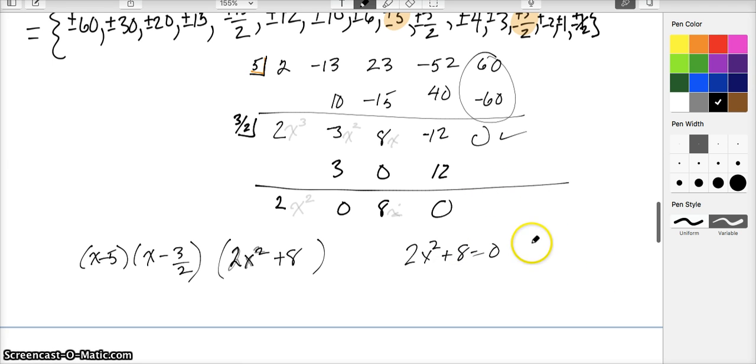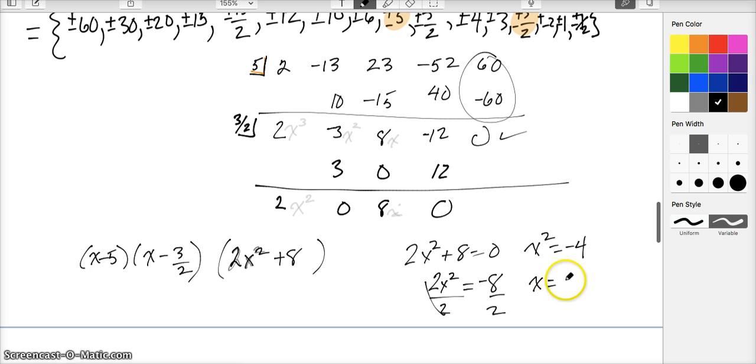We know we're getting imaginary numbers, right, from our graph. So we're going to move that 8 over to the other side, and we get that 2x squared is equal to negative 8. Dividing both sides by 2, we see that x squared is equal to a negative 4. You know how to get out of this. We're going to take the square root of both sides, and we get that x is equal to plus or minus the square root of negative 4.